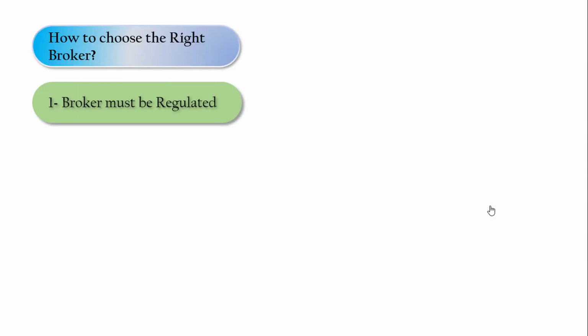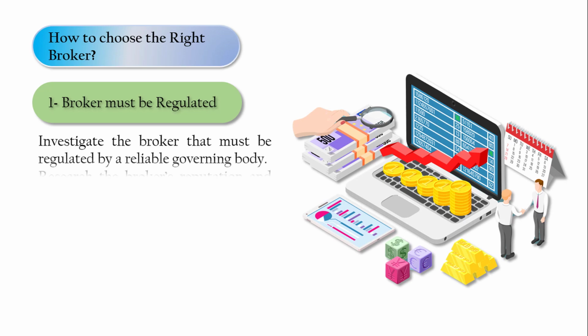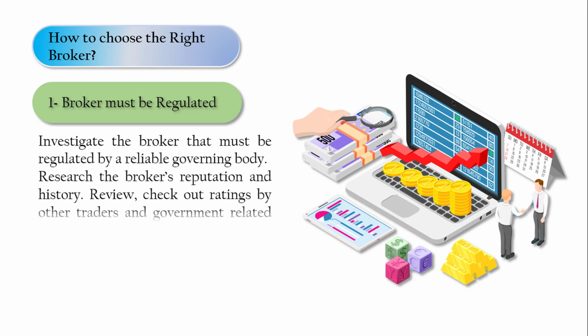1. Broker must be regulated. Investigate that the broker is regulated by a reliable government body. Research the broker's reputation and history. Review and check out ratings by other traders and government-related offices. Also look for a seal of approval. Check to see if the broker is regulated by the legitimate government agency in your country. If they are regulated, they will typically display a seal of approval on their websites.